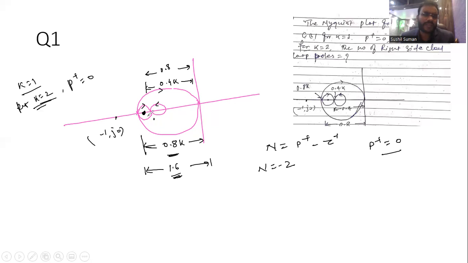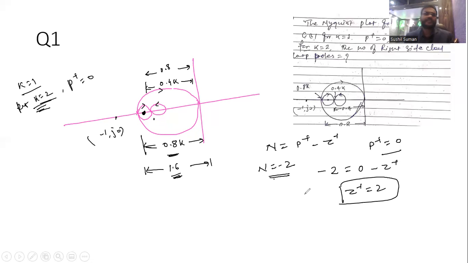Why is N equal to minus 2? Because for K equal to 2, this becomes 1.6, and 1.6 is greater than 1. So the minus 1 j0 point lies at this point. This is a clockwise encirclement, and this is also a clockwise encirclement. So N becomes minus 2. So minus 2 equals 0 minus Z plus, so Z plus becomes 2.